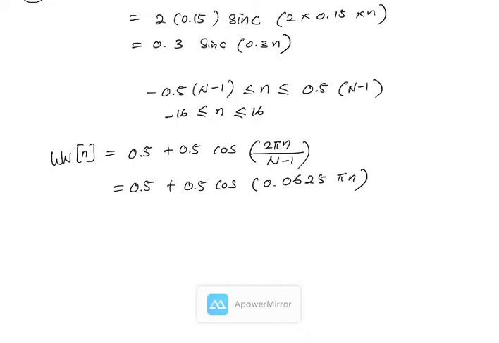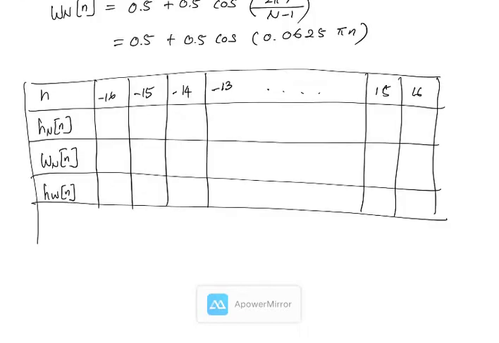And now you can draw a table. The n is from minus 16 to positive 16 based on the range. And then you write down the Hn, Wn, and Hwn. Then you calculate each of the values. So you can fill in the values into this table, in which n is from minus 16 to 16, and you calculate using the calculator for the Hn, Wn, and Hwn. Hwn is simply the Hn multiplied with the Wn.